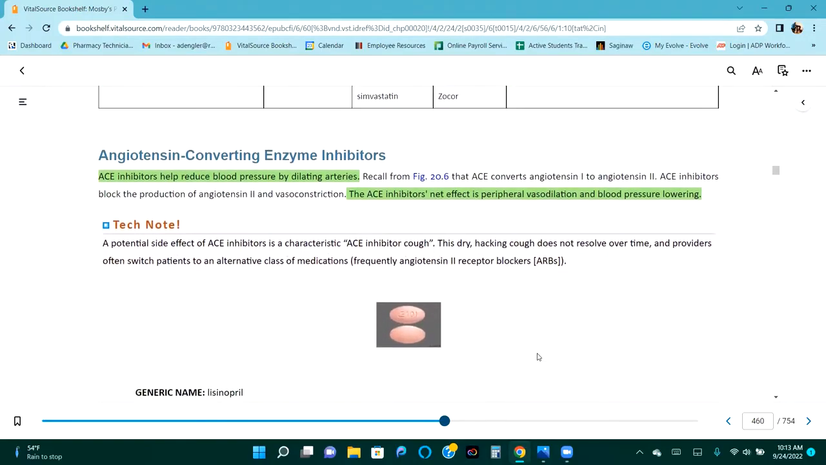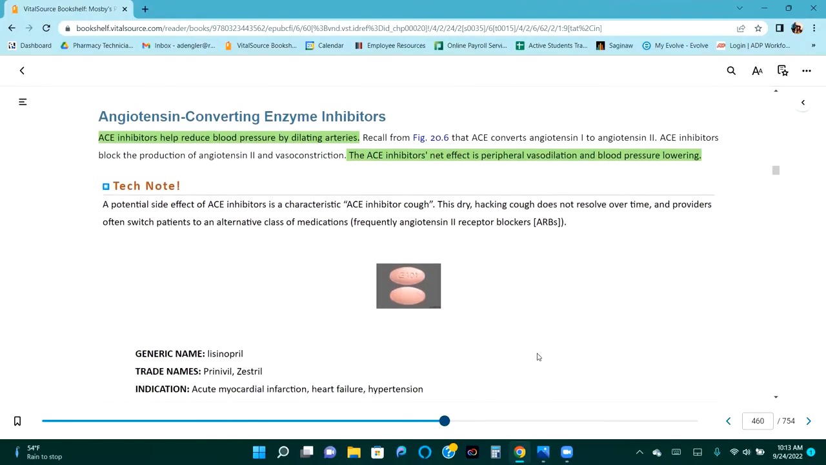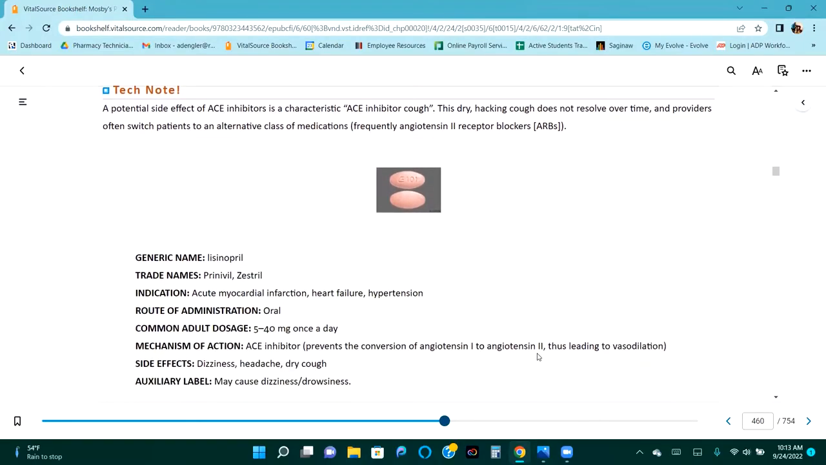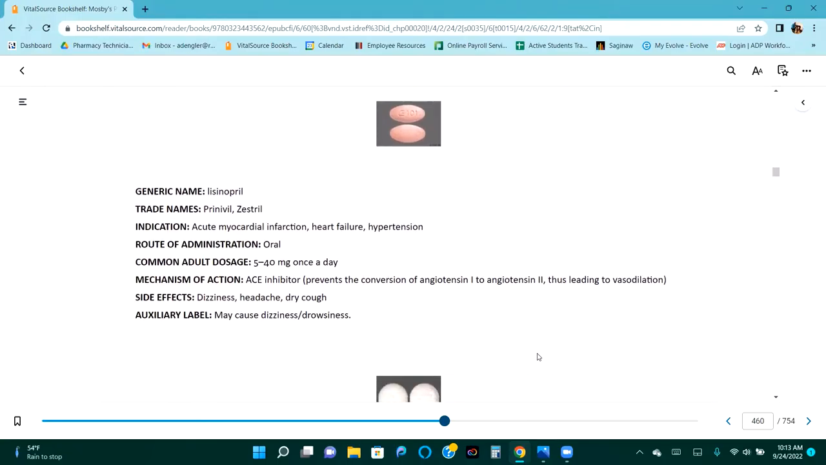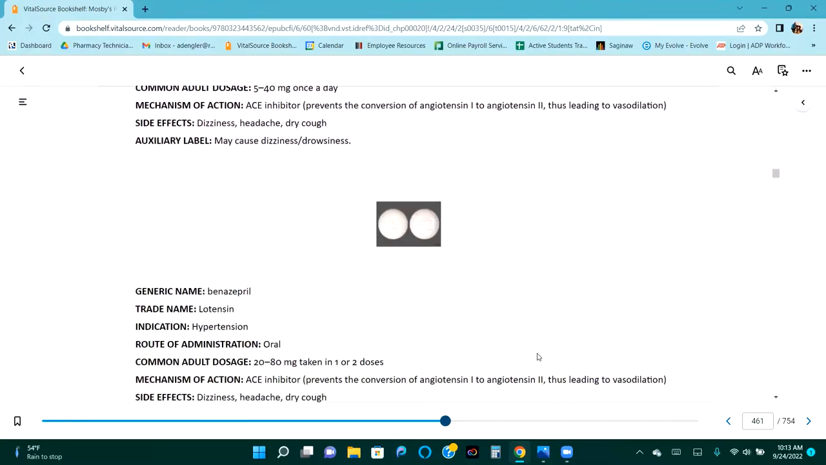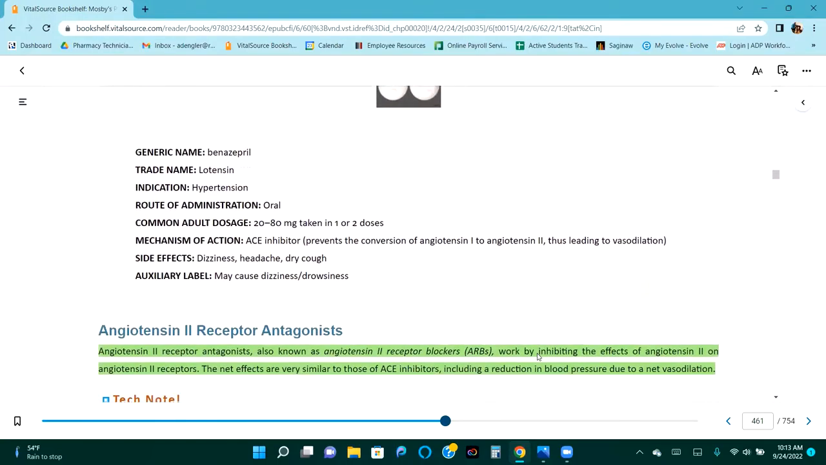ACE inhibitors help reduce blood pressure by dilating arteries. The ACE inhibitors' net effect is peripheral vasodilation and blood pressure lowering. Lisinopril is a very common ACE inhibitor. Benazepril.